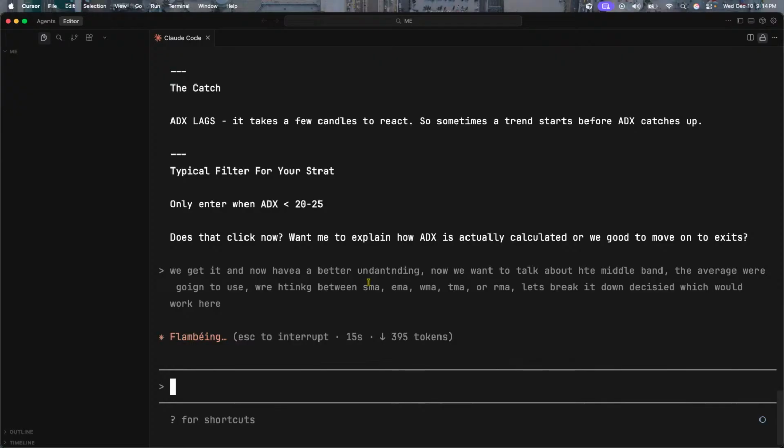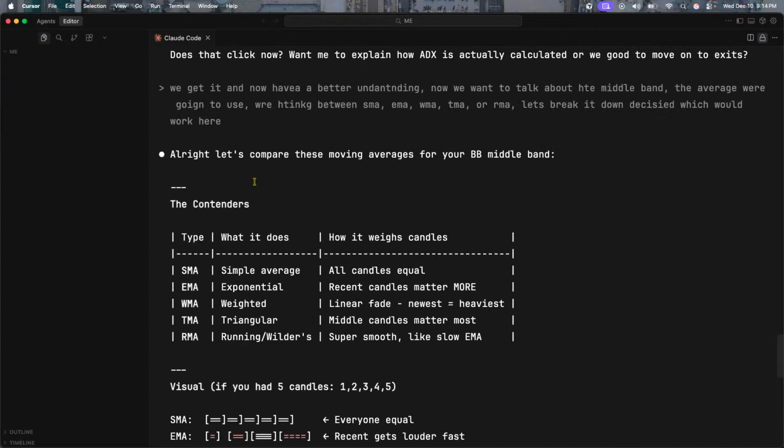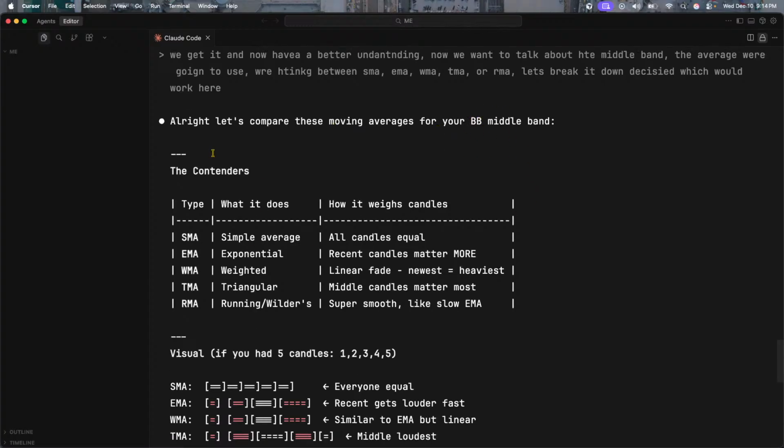All right, so let's compare these moving averages for your middle band. The contenders: SMA is the simple moving average, all candles are equal. EMA is the exponential moving average, recent candles matter more. WMA is the weighted moving average, linear fade, newest equals heaviest.